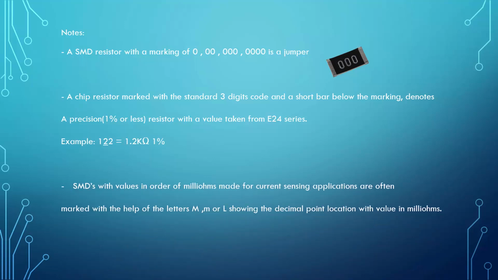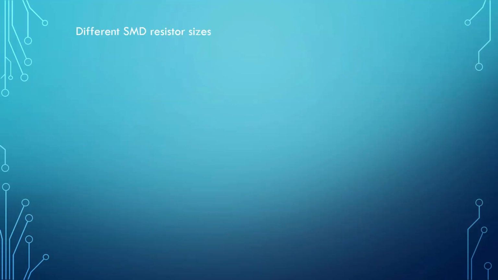with a short bar below the first two will be equal to 1.2 kilo ohms with 1% precision. SMDs with values in the order of milliohms, made for current sensing applications, are often marked with the help of the letter capital M, m or L, showing the decimal point location with value in milliohms. For example, 1M50 will be equal to 1.5 milliohms, 2M2 will be equal to 2.2 milliohms, and 5L00 will be equal to 5 milliohms.